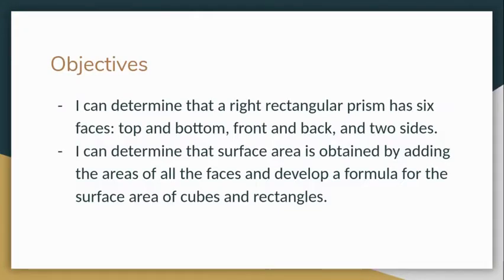They are that we can determine that a right rectangular prism has 6 faces, top and bottom, front and back, and 2 sides, and that we can determine that surface area is obtained by adding the areas of all the faces and develop a formula for the surface area of cubes and rectangles.